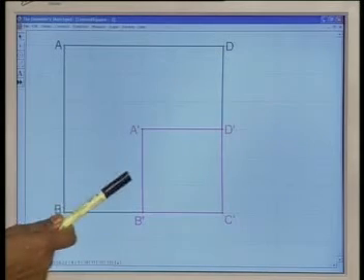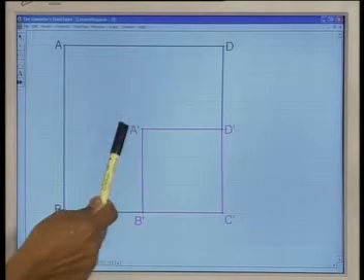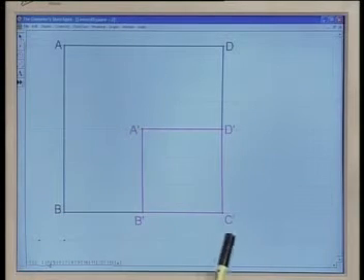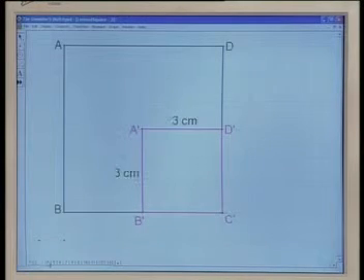Do you see that we have a new reduced square? A prime, B prime, C prime, D prime. The sides of the figure are half of the length of the sides of the original square. Remember, when we have a scaled figure, we must only look at the relevant information. In the case of our square, we needed to look at the lengths of the sides only.